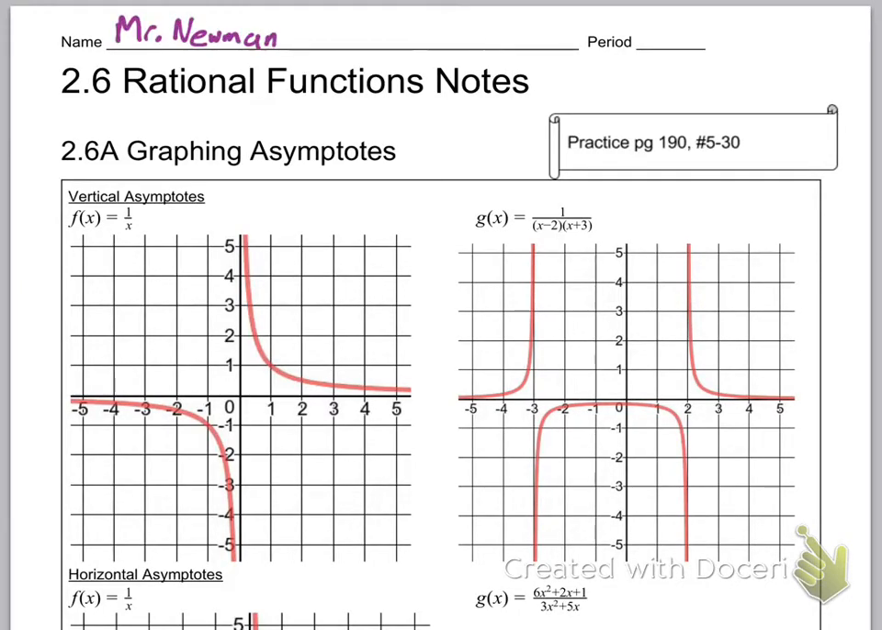Today we're going to learn about rational functions, talking about some asymptotes, and we're going to talk about how to graph it without a calculator, kind of like how we did with the polynomial unit, and we're going to use some similar strategies, so let's get started.